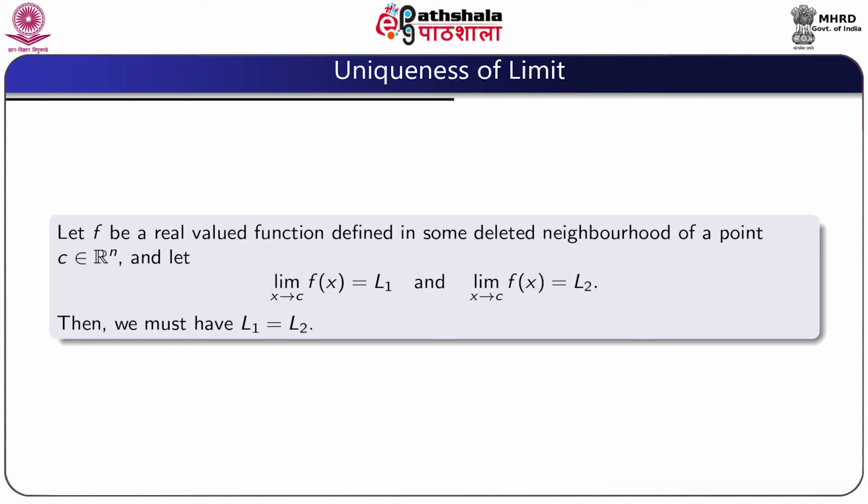Till now, we have used a limit. Now, we shall show that the limit of a scalar field at a point, if it exists, is unique, so that after proving this, we can use the limit. Let f be a scalar field defined in some deleted neighborhood of a point c in R^n. If possible, let limit of f(x) as x approaches c be L1 as well as L2. Then we must have L1 equal to L2.